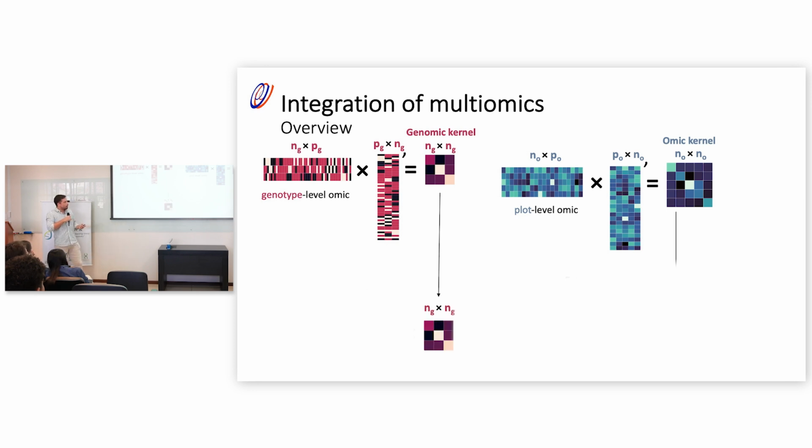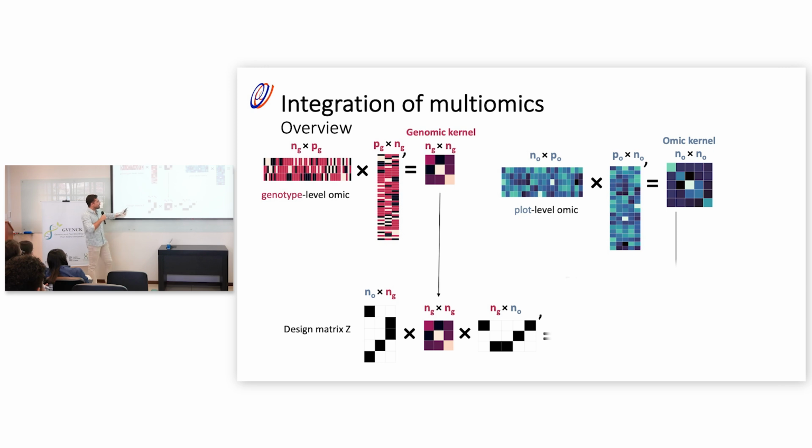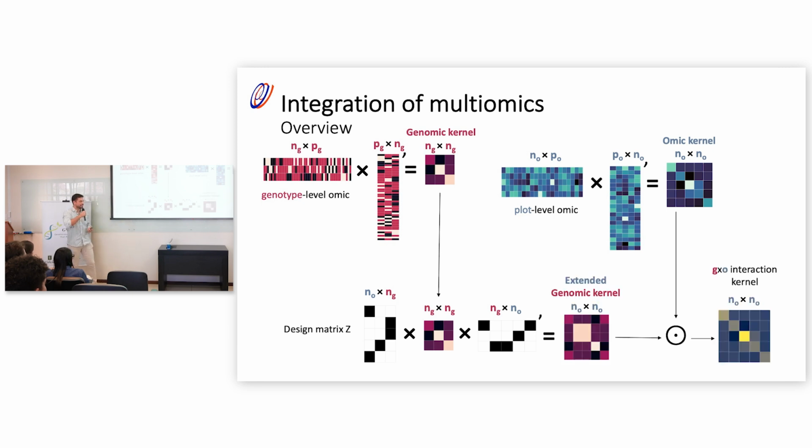But we can do a trick here with this 3x3 genomic kernel, and using some design matrices. These are binary matrices telling us what's the relation between the 2 variables. So basically, this is a 5x3 telling us that in the first spot, I have the genotype 1. In the second spot, I have the genotype 3, and so on. If we multiply this Z matrix by the genomic kernel, by the transpose of this Z matrix, we get an extended genomic kernel that now has the same dimension as the omic kernel. That's because we are relating both data sets.